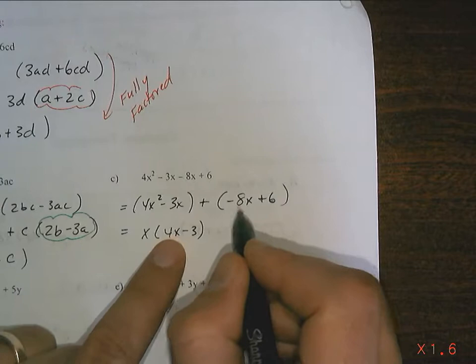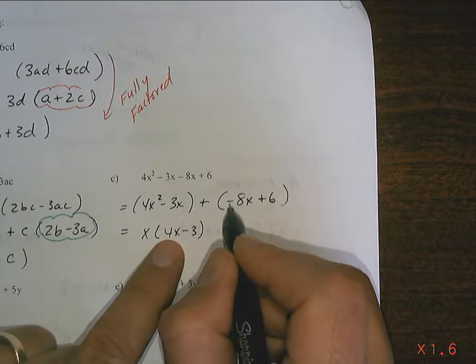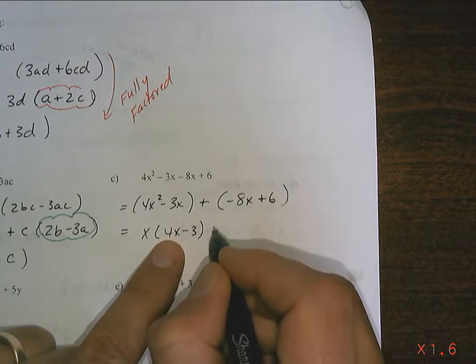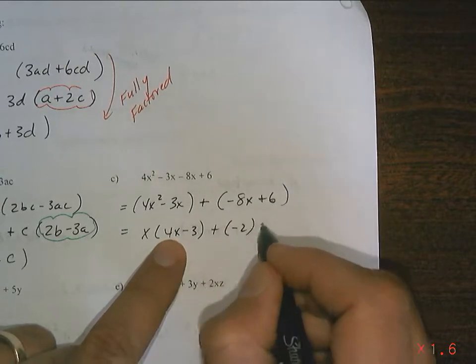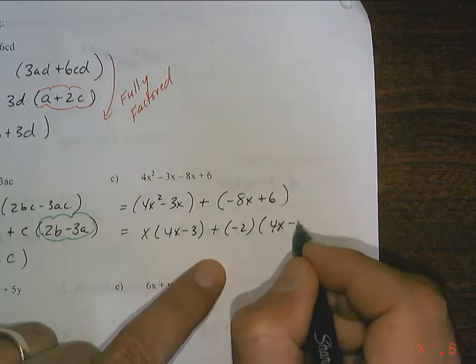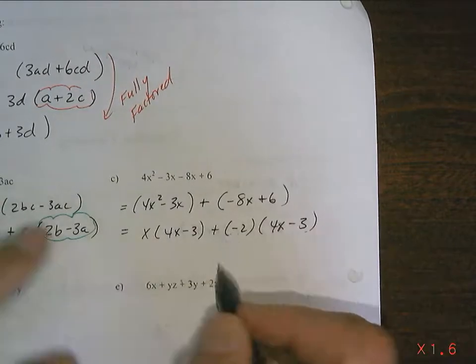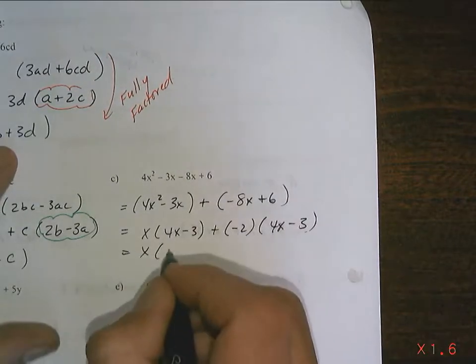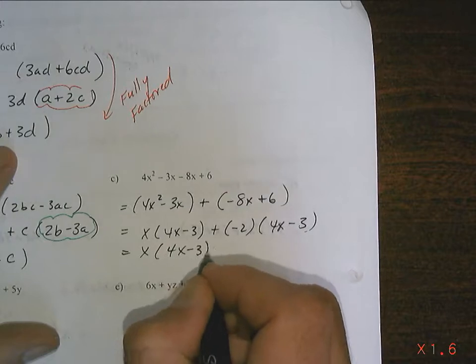So how am I going to get it? I'm going to common factor out a negative 2. So common factoring out a negative 2 is going to give me a 4x minus 3. This positive and this negative, we know what happens with that. That's going to become a negative.